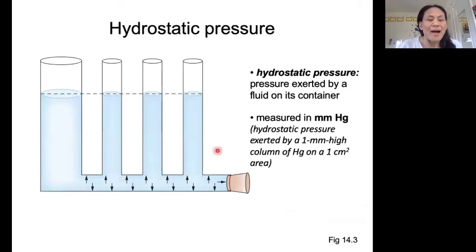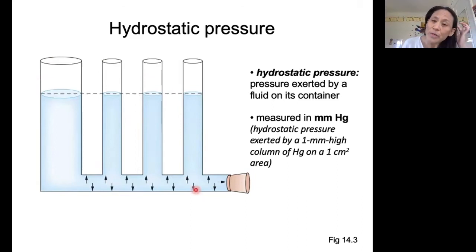Okay, so I'm going to start with introducing this concept of hydrostatic pressure. Hydrostatic pressure is the pressure that is exerted by a fluid on its container. So if you look at this diagram here, the hydrostatic pressure is indicated by these arrows here. There's also hydrostatic pressure all over the figure, but it just happens to be indicated down here, okay?